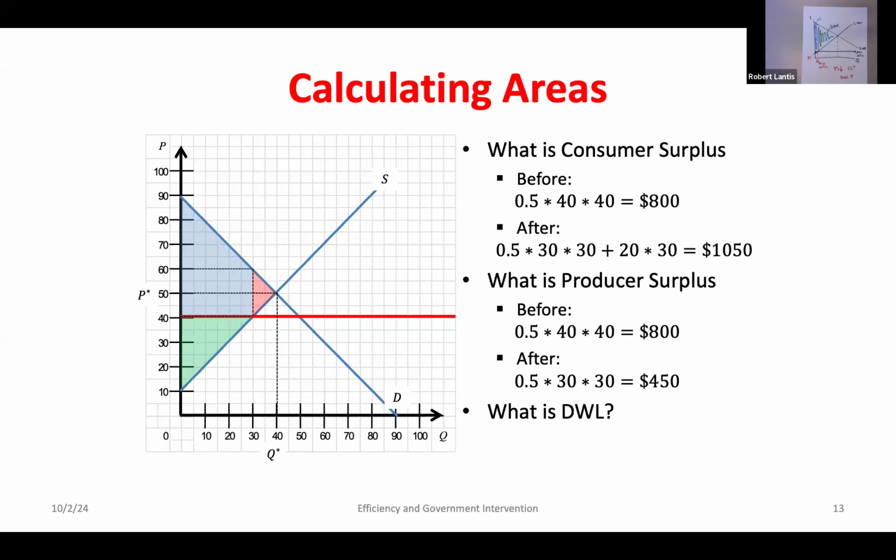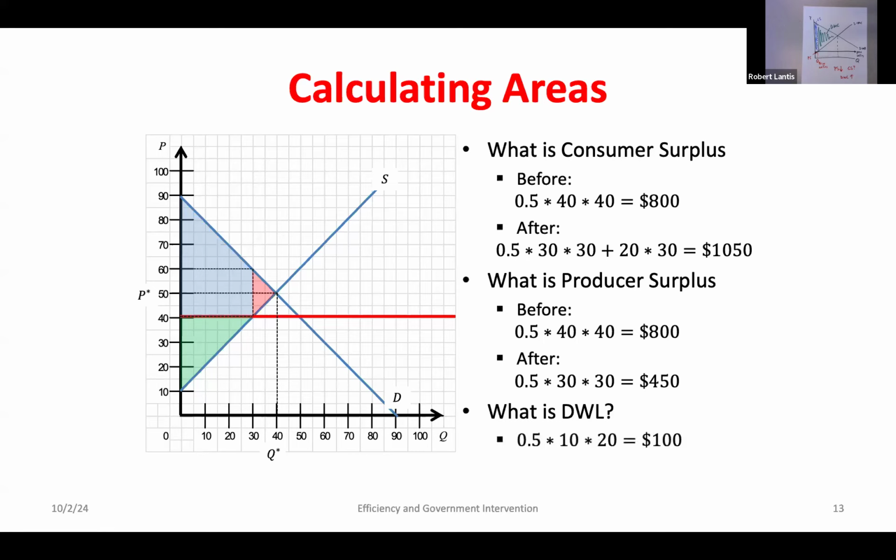How do we calculate deadweight loss? Now, if I didn't give you this visual, we could calculate deadweight loss. How? Well, deadweight loss is just going to be the loss of total surplus after this government intervention. So notice here, before the government intervention, our consumer and producer surplus was 800 each, so our total surplus would have been 1600. After this government intervention, consumer and producer surplus were 1050 and 450. Add those together, we would have total surplus of 1500. So how much surplus was lost?